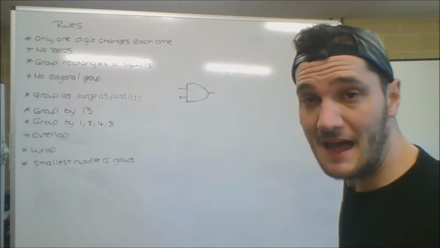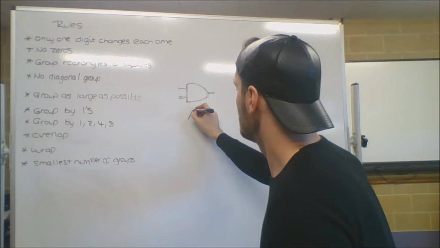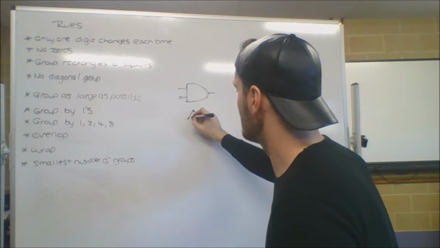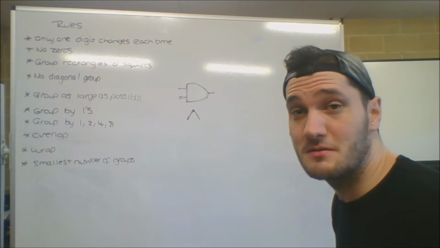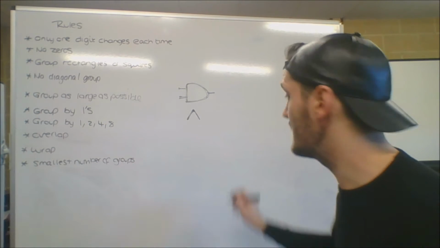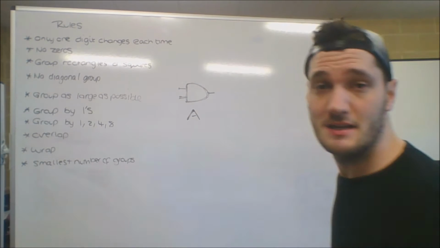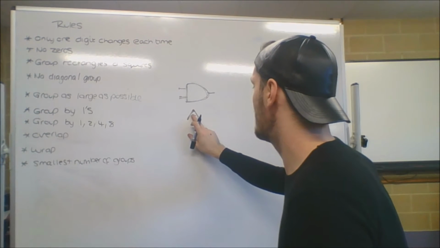The Boolean algebra symbol for that is an arrow pointing up. And that's quite easy to remember because I like to think of it as an A. I imagine that there's another line underneath it and it helps me remember that.